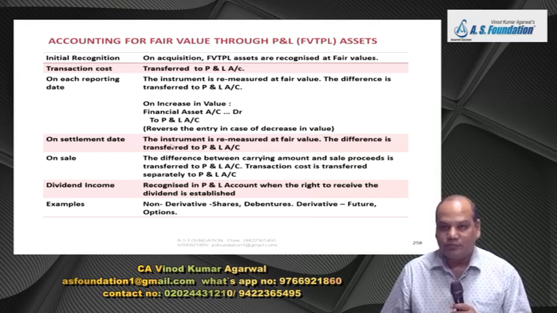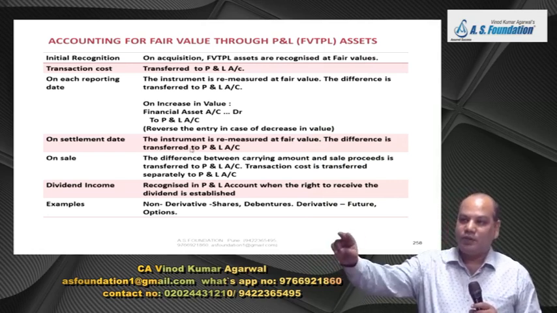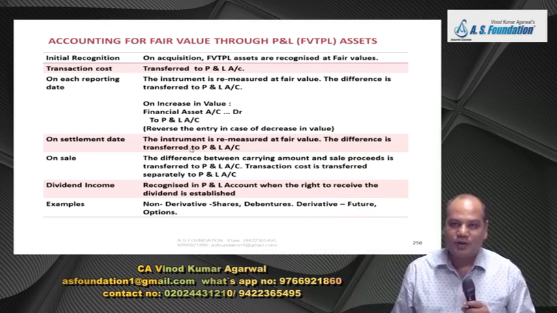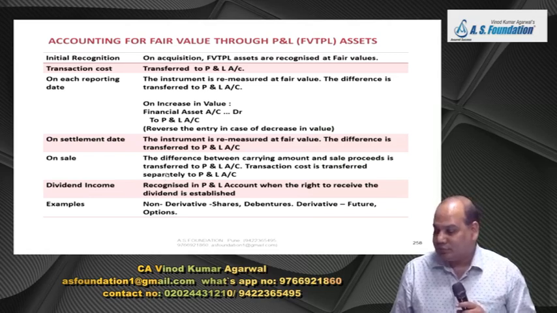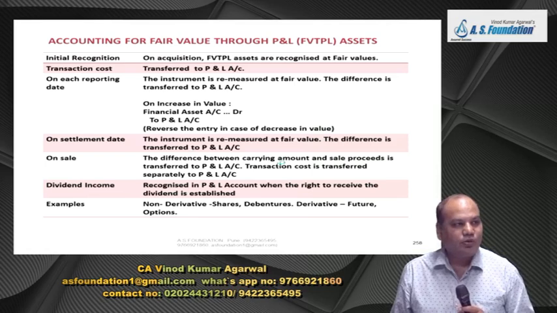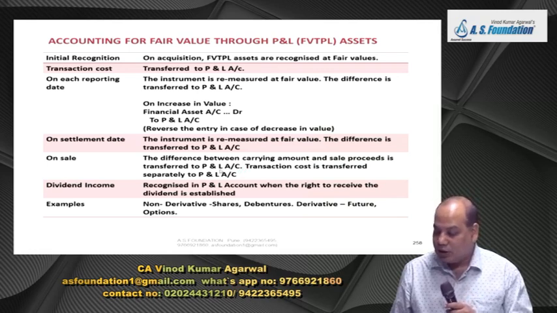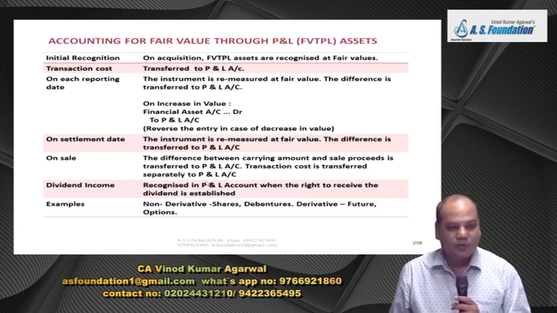On settlement date, whenever you are going to settle that instrument, you again measure it at fair value on that day, and the difference will be transferred to P&L account. Derivatives are usually settled, so this line we will require for derivatives. When you settle it, again check the fair value on the settlement date and transfer the difference to profit and loss account. On sale, again the difference between the carrying amount on that day and sale proceeds will be transferred to profit and loss account. If at the time of sale you also incur any transaction cost, transfer it to P&L account separately.